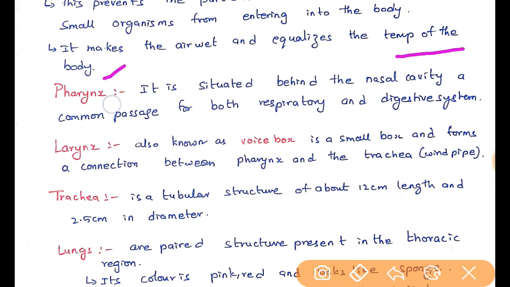Next, the part is the pharynx. It is situated behind the nasal cavity, a common passage for both the respiratory and digestive systems. The pharynx comes in the digestive system, and this also comes in the respiratory system. And next, after the pharynx, we have the larynx, and the other name for the larynx is voice box. It's a small box and forms a connection between the pharynx and the trachea, friends.